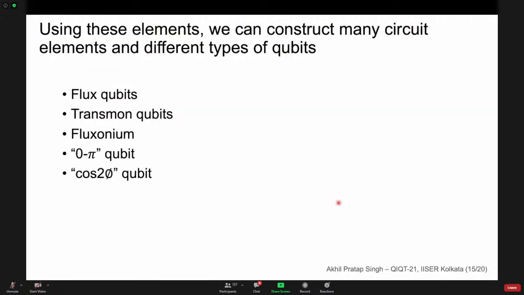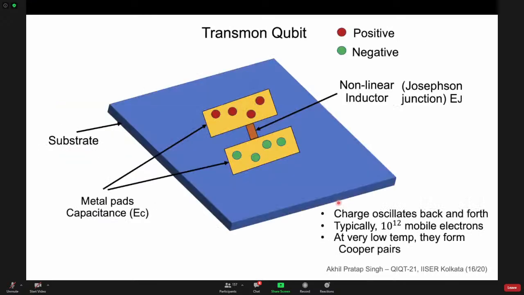So using these elements, we can construct many circuit elements and different types of qubits. Superconducting qubits themselves come in a whole lot of different types, but one of the most popular, most common, and easy to fabricate is the transmon qubit, which I'll focus on and which we also work on in our lab here.